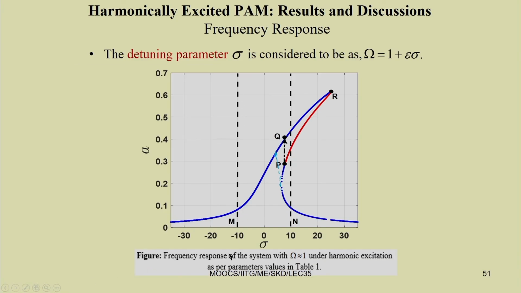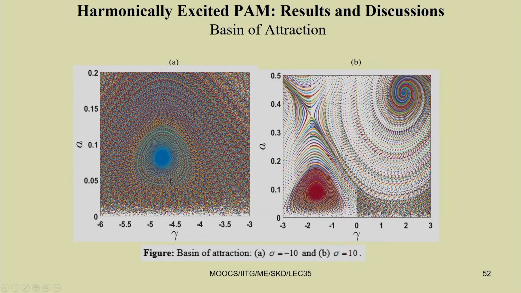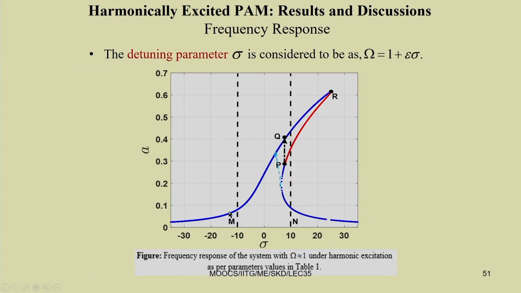If we take 2 points, you just see that at M we have only one response, but if we take a point at N, you can see we have 3 responses. 2 stable and 1 unstable response. To know to which stable or unstable response the system is moving, we have to plot the basin of attraction. The basin of attraction is plotted here. At M1, the point M that you have shown, you have only one response. Here A can be found less than 0.1.